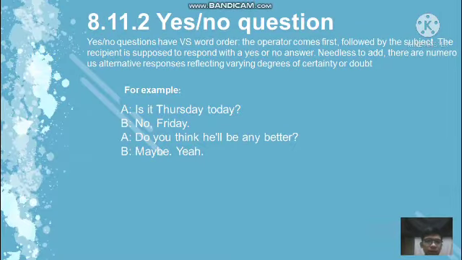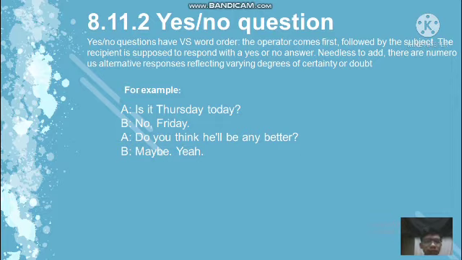Now, yes or no questions have verb-subject word order. The operator comes first, followed by the subject. The recipient is supposed to respond with a yes or no answer. Needless to add, there are numerous alternative responses reflecting varying degrees of certainty or doubt, for example, absolutely, possibly, I don't know, and so on.